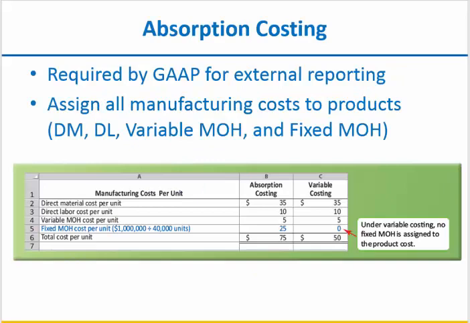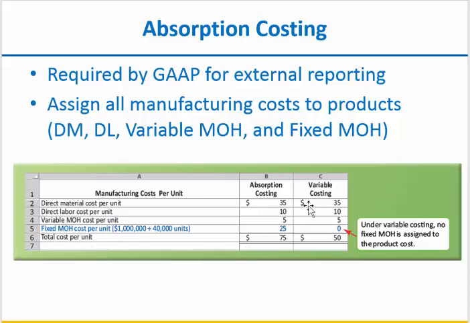So first of all, let's talk about so-called absorption costing. Absorption costing is a traditional approach, and you have seen that already in financial accounting class. It's required by the GAAP for external reporting. It assigns all manufacturing costs to products: the direct materials, direct labor, variable cost, and fixed cost. If you take a look at this example here, in terms of manufacturing cost per unit, we have direct materials cost per unit $35, direct labor cost per unit $10, variable manufacturing overhead cost per unit $5, and fixed manufacturing overhead cost per unit $25. So basically, we are looking at manufacturing overhead cost per unit in total $30. And finally, the total cost per unit is $75.